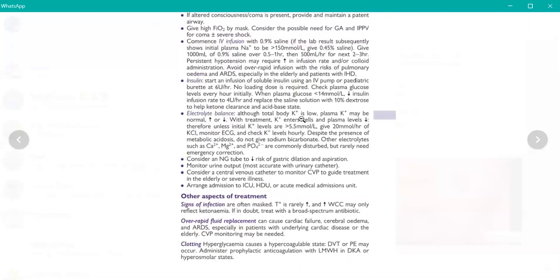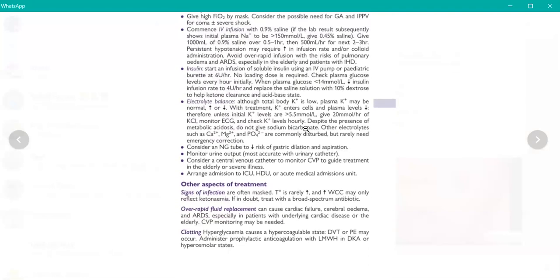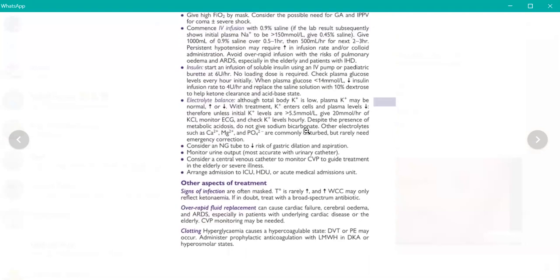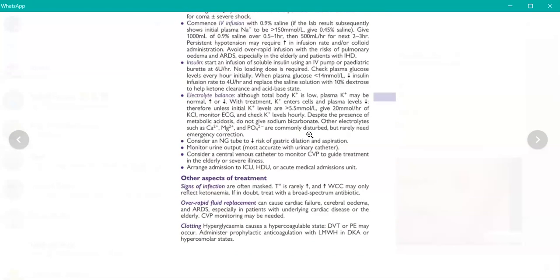When glucose is less than 14 millimole per liter, we will reduce the insulin infusion rate to 4 units per hour and replace the saline with 10% dextrose. In my country, we don't reduce the insulin, we just replace with the dextrose. So here it is written, we reduce the infusion to 4 units per hour instead of 6, and replace the saline with 10% dextrose. The most important thing to remember: when the glucose is less than 14 millimole per liter, you need to replace the normal saline with 10% dextrose.